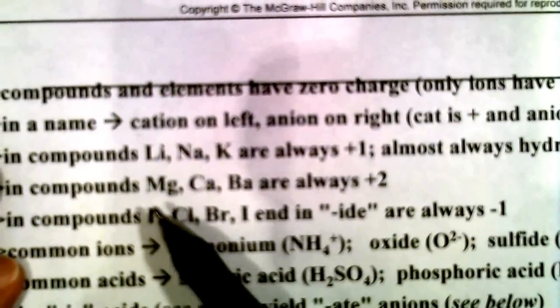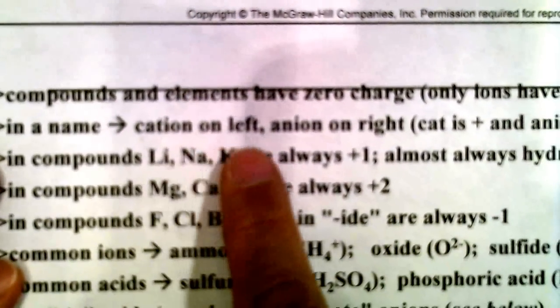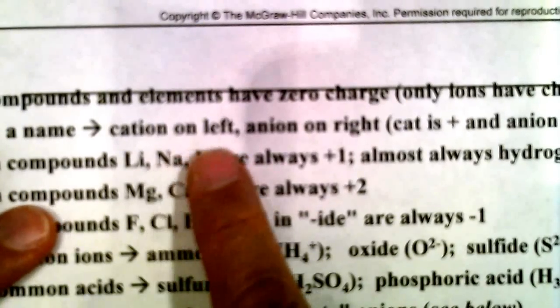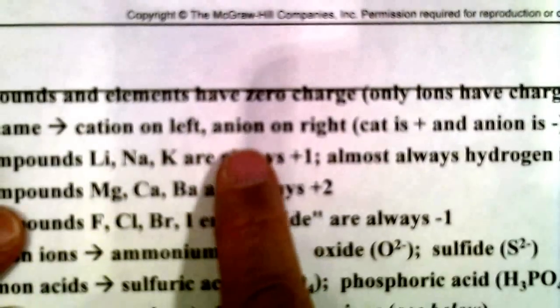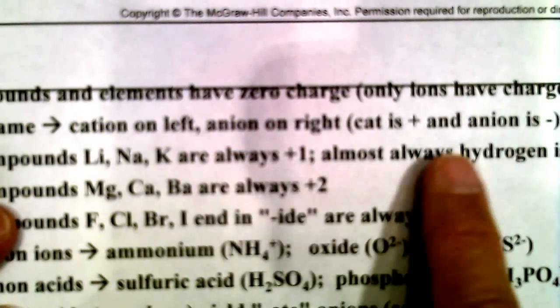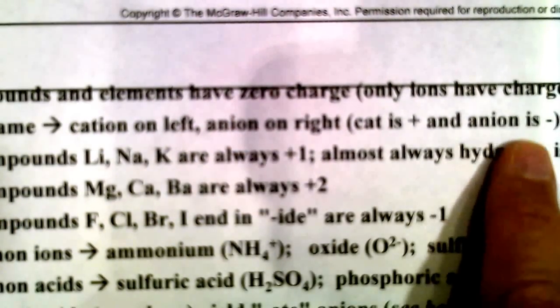When you're naming something, the cations are always on the left. That's the material with the positive charge. And the anions are always on the right. Those are the ions with a negative charge.